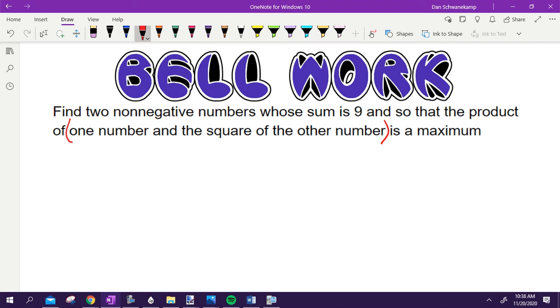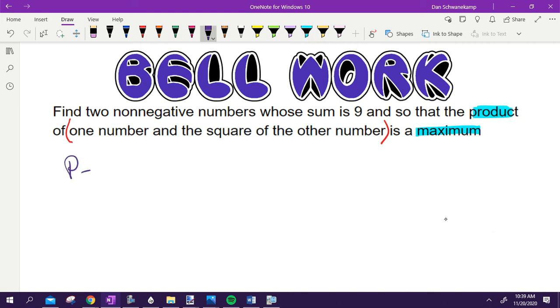Find two non-negative numbers whose sum is 9 and that the product of one number and the square of the other number is a maximum. I put that in parentheses because otherwise kids were reading that incorrectly. So we look at this problem. We can tell it's an optimization question because I'm trying to maximize or minimize something. What am I trying to maximize here? The product. We are trying to find the maximum product.